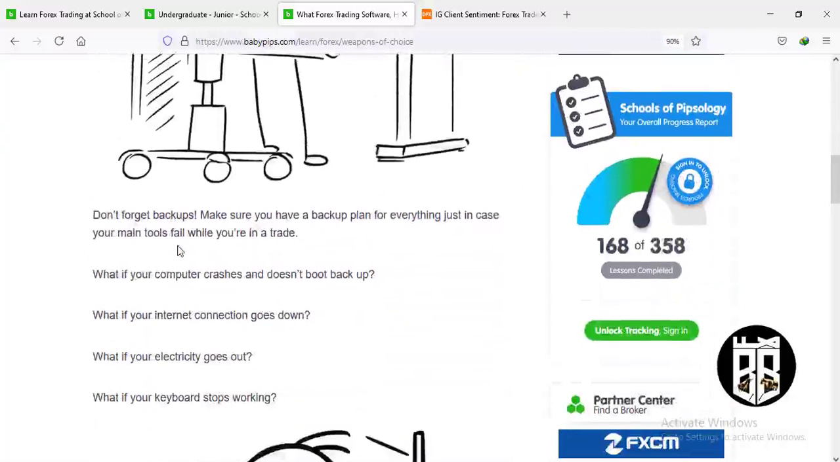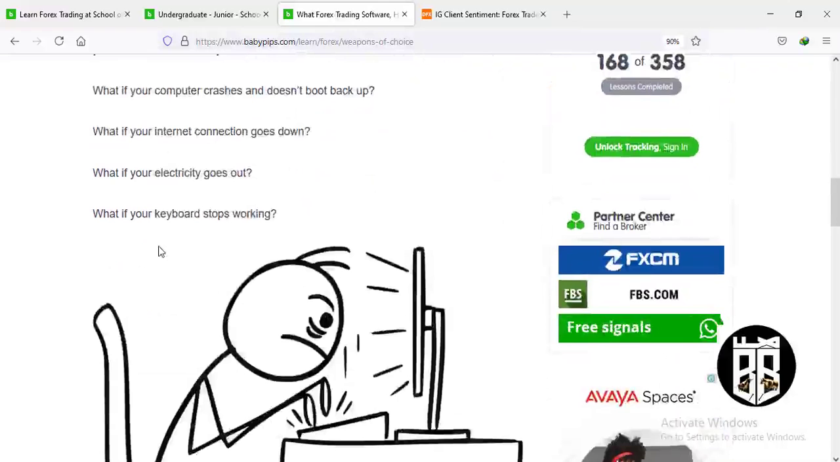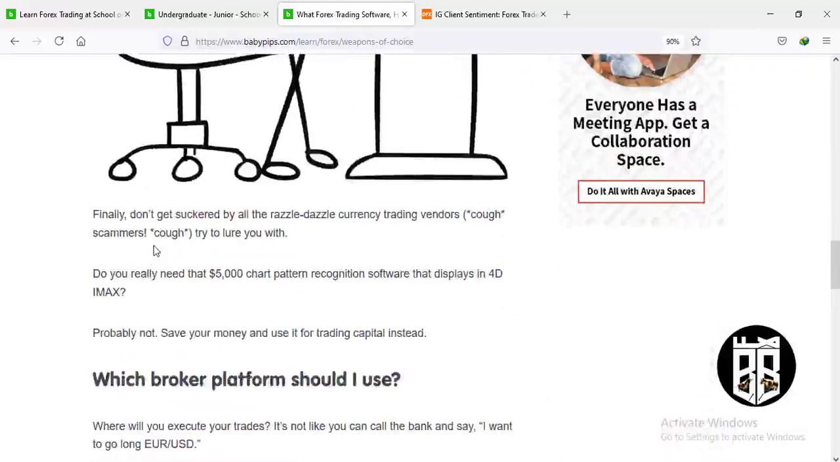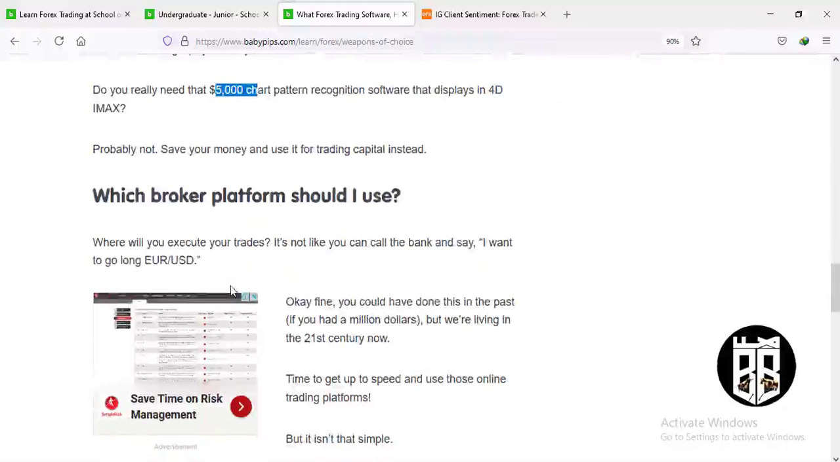Don't skip backups, because anything can happen to your computer. What if your computer crashes and doesn't boot back up? What if your internet connection goes down? What if your electricity goes out? What if your keyboard stops working? It's important to take all this into consideration. And finally, don't get messed up by buying the latest razzle-dazzle forex trading software. Instead of buying that 5k product or software, invest that money into your account and trade with it.